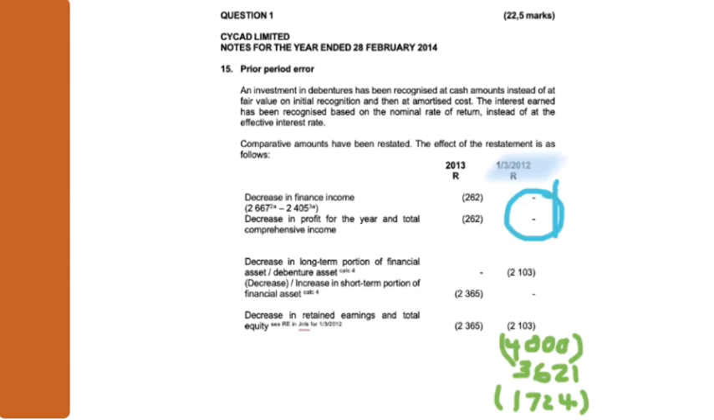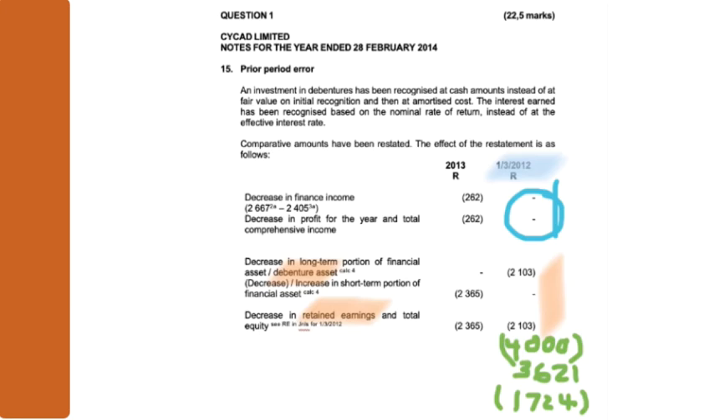So where can there be amounts? There can be amounts at the SFP part of your prior period error note. SFP has got items that have balances. So what are the items in this specific question? It is the debenture asset and then also retained earnings.